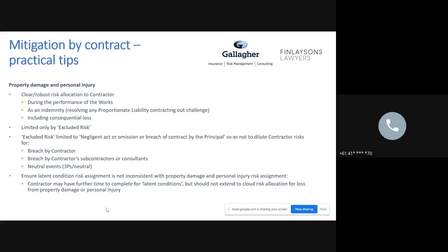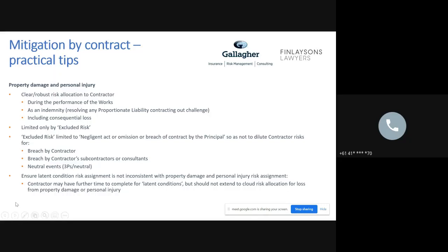The last point on this slide is latent condition risk. Now, this is probably a key risk for projects of this nature, where the soil profile might be somewhat unknown, and you want to make sure that the latent condition risk runs with the contractor. Well, there might be something in the contract that provides that the contractor is entitled to some time relief if some unexpected materials are found on site, but it's just a matter of if that does go in there and you do accept that as a limitation or exclusion, that it doesn't extend to and cloud the risk that the contractor is responsible for property damage and personal injury related to any latent condition.